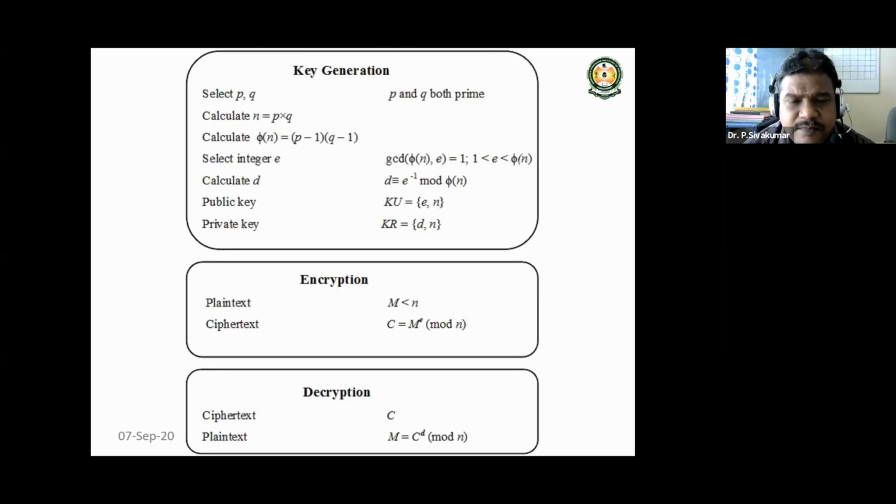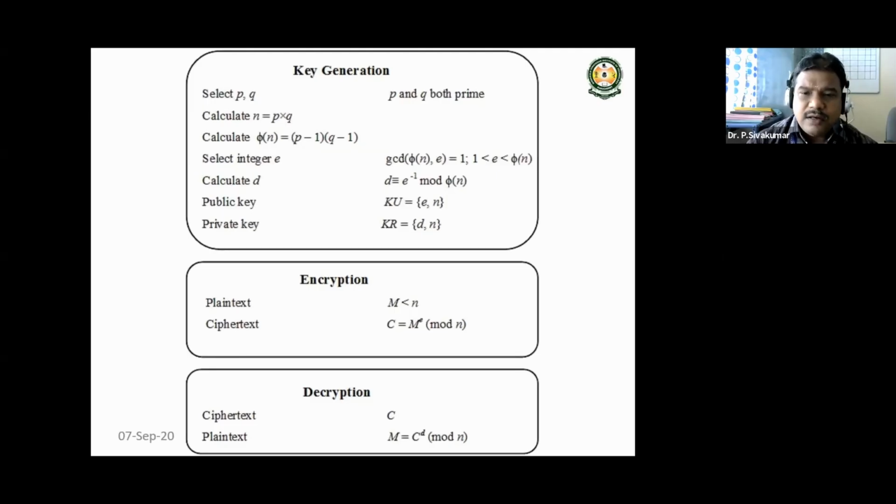So first condition, the GCD of phi of n comma E is equal to 1. What is the meaning of GCD of phi of n comma E is equal to 1? E is relatively prime to phi of n. Already you know it very well. That means the common factor of E comma phi of n is 1, then we can choose that particular E.